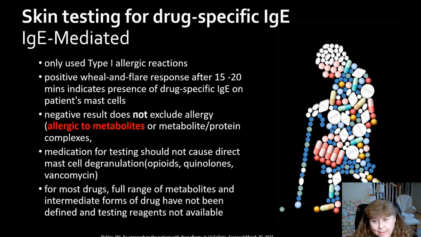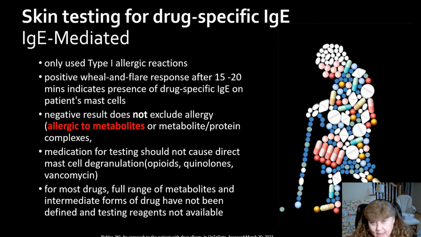And so we may not always have the metabolites available for skin testing. We may only have the whole intact drug available. Fortunately for penicillin, we do have some of the breakdown products available. We have major and minor determinants, and we have pre-pen, and that can be very helpful for us to understand the penicillin allergy a little bit better, but we don't have it for a lot of other drugs.